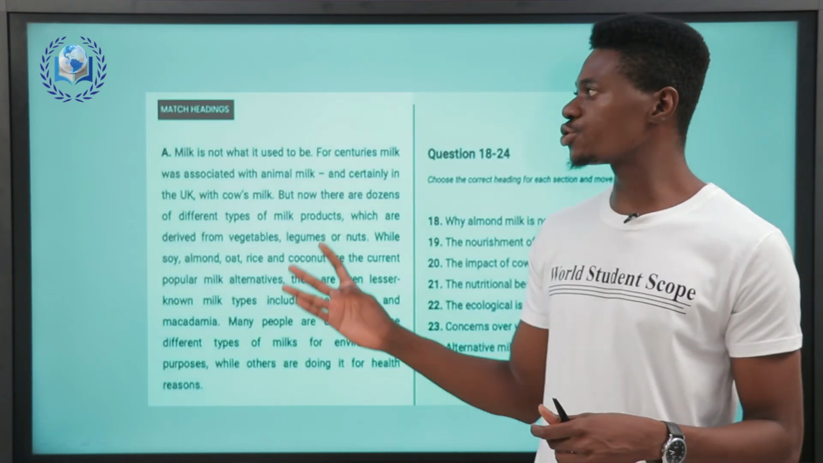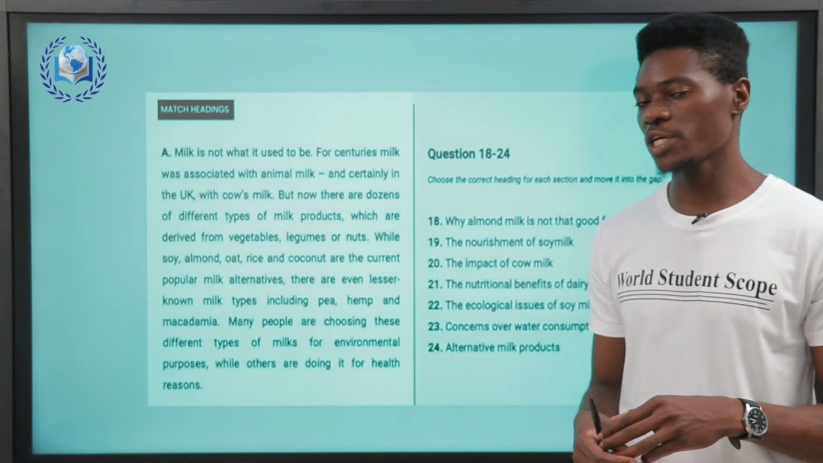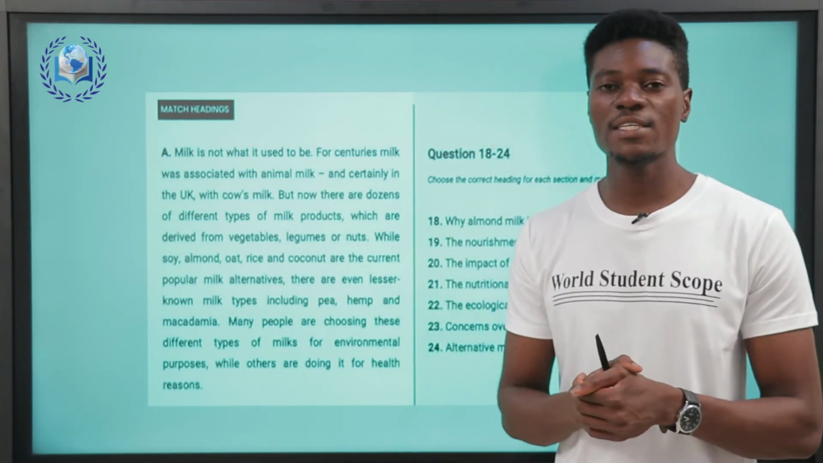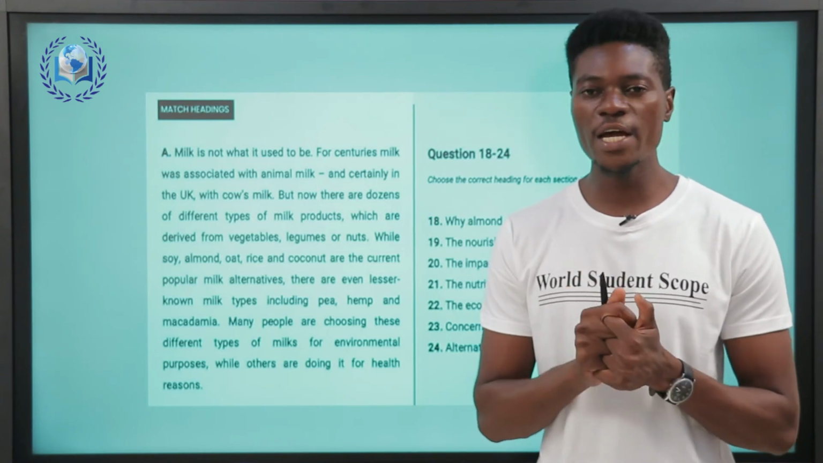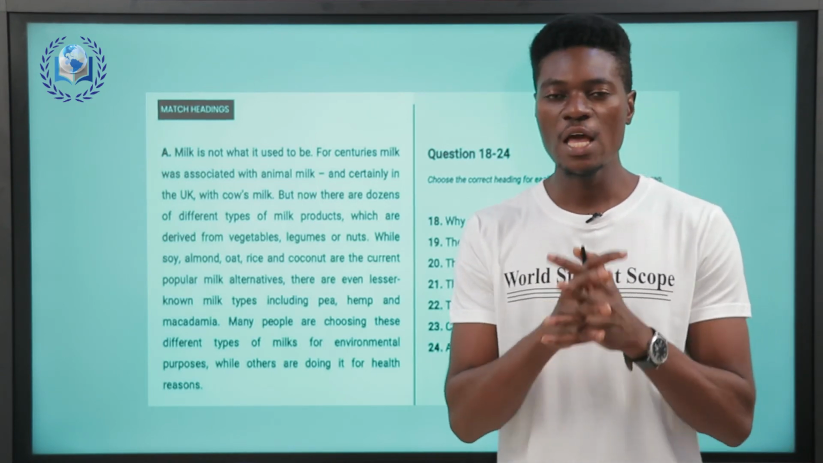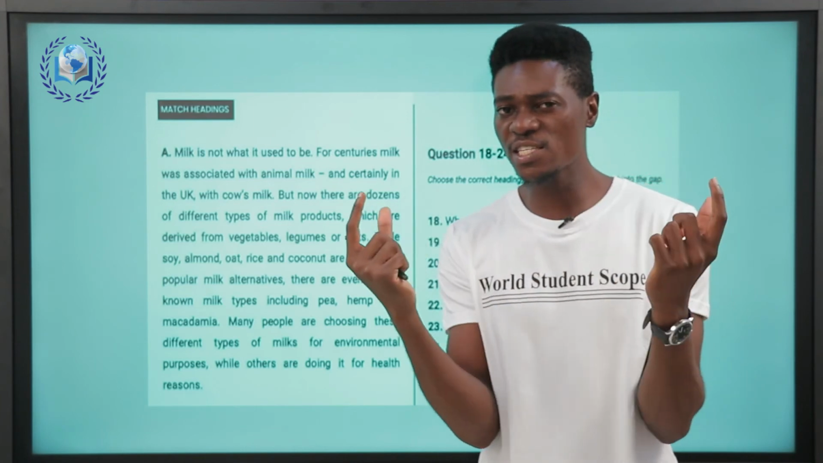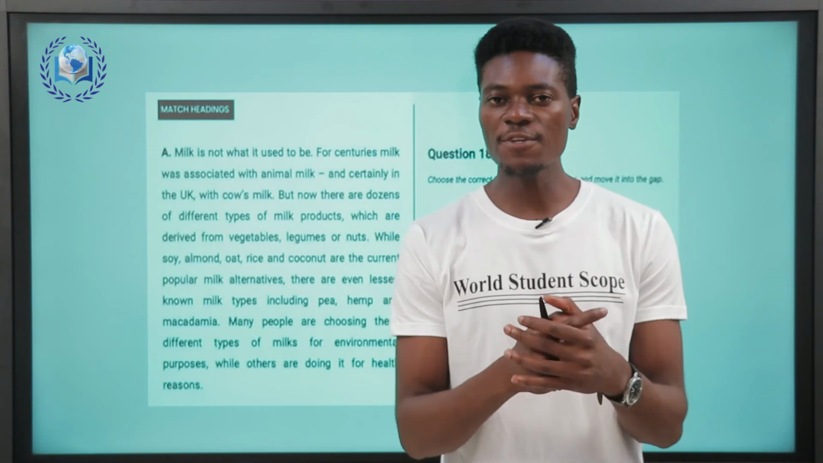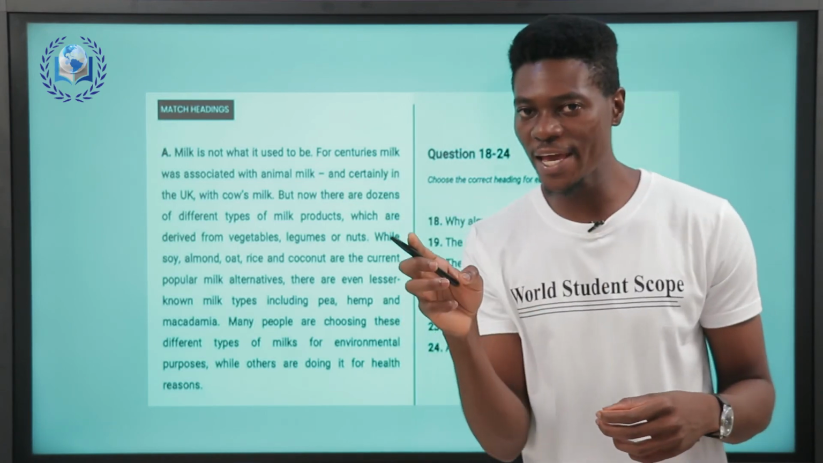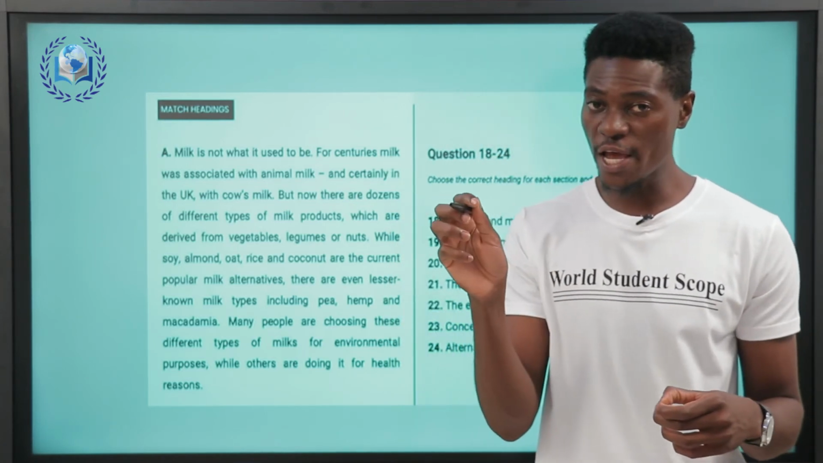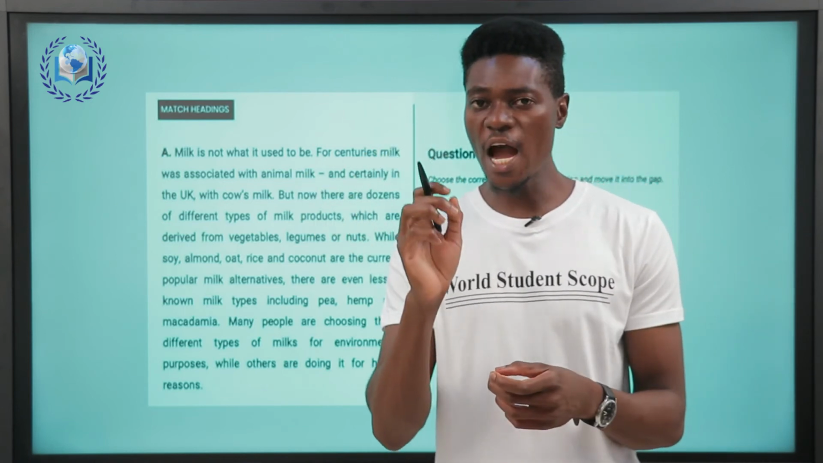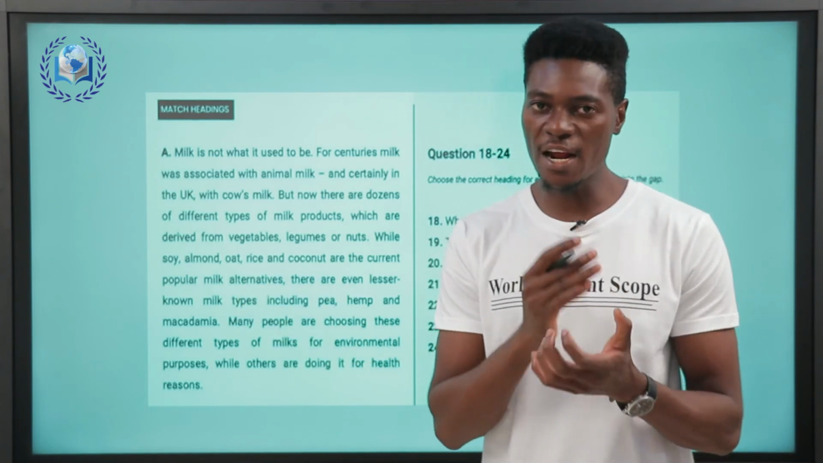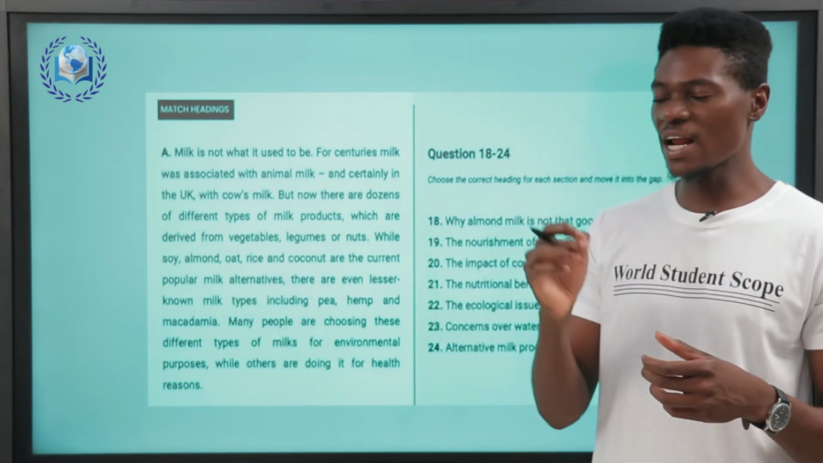So now let's try to check another type of question. The question type is match headings. These are very simple types of question. You just have to match headings with the passage. You'll be given a list of headings, and after that, you have to choose one heading. Then, after choosing the heading, you have to find whether it is paragraph A, paragraph B, or paragraph C.